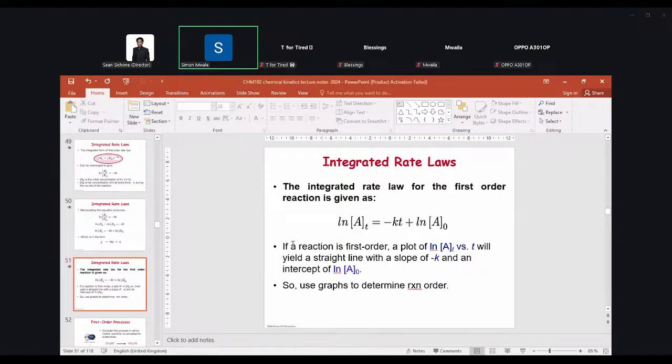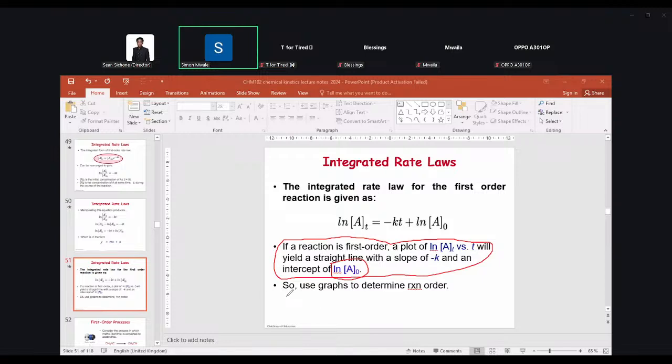Okay, so this is what this slide says, what I've just explained. We are saying if a reaction is first order, a plot of natural log of A at time t versus t will yield a straight line with a negative slope. And the y-intercept is basically this guy here. The y-intercept will be natural log of A initial. So I've already explained this.